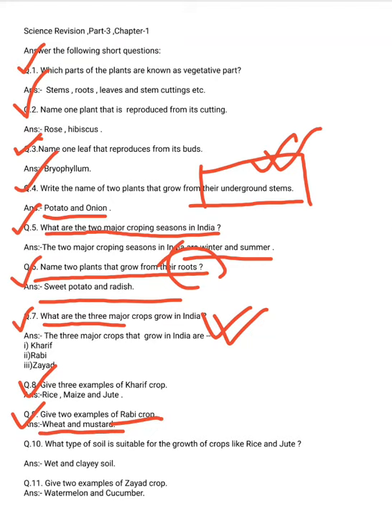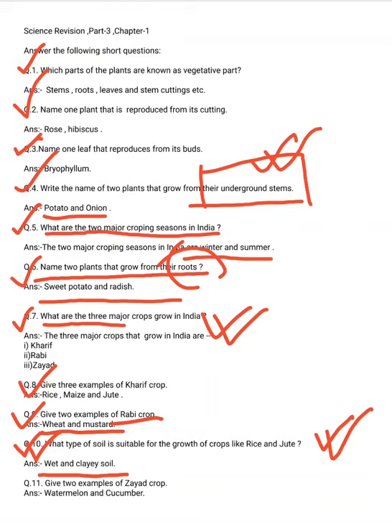like jute. This is one of the double ticks I am giving here. What type of soil is suitable for the growth of crops like rice and jute? Wet and clay soil, where water content will be more. Wet and clay soil is very good for the growth of crops like rice and jute.